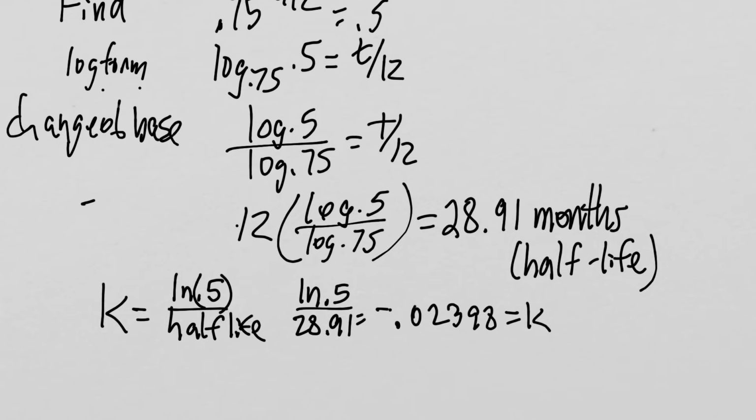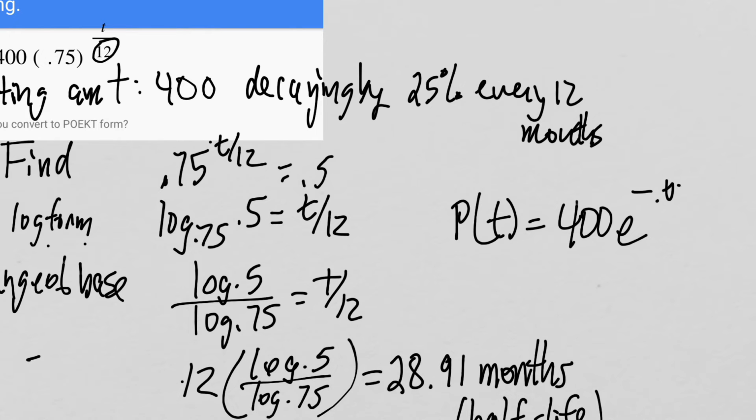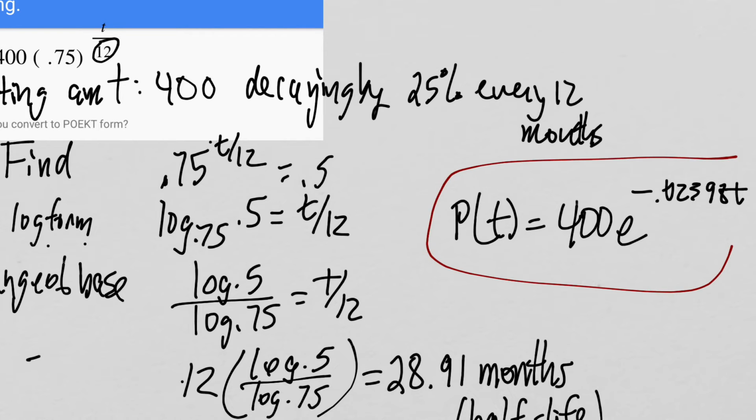So what is my PERT equation now? Let's go back up to the beginning. My PERT equation is going to be 400, the starting amount. Now we have our e, our PERT, with our constant, negative 0.02398t. So there is my PERT equation.